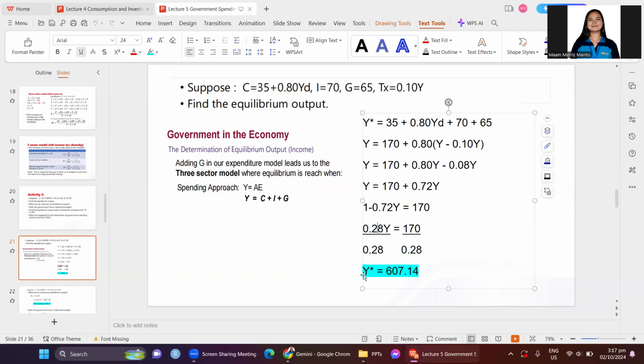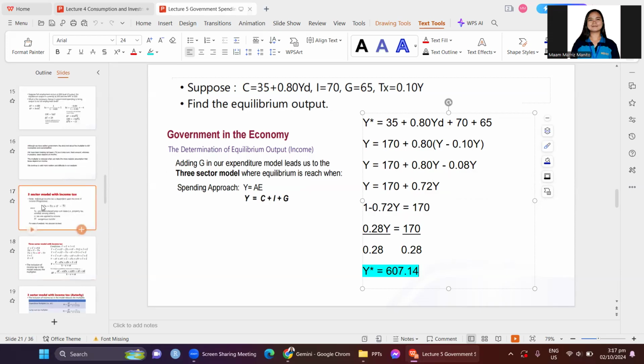So we can cancel that out. When we cancel it out, we divide 170 by 0.28. That will be 607.14. This is the final answer. Okay, for this question, find the equilibrium output.